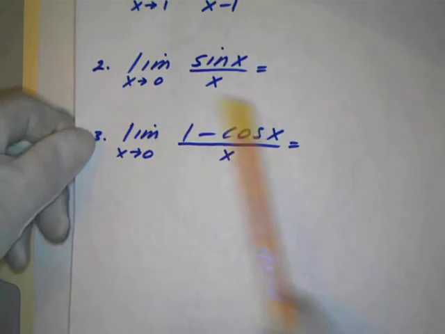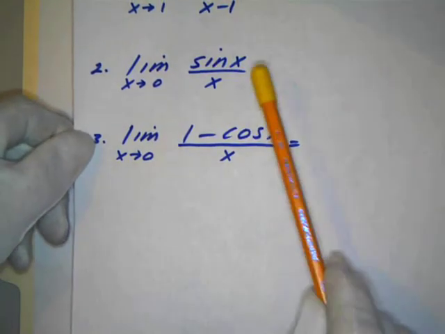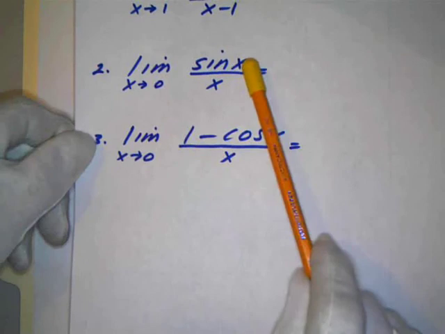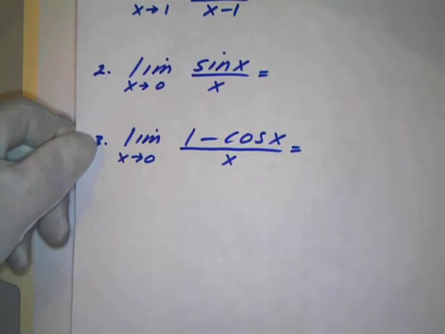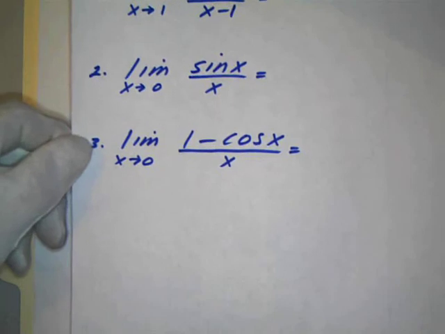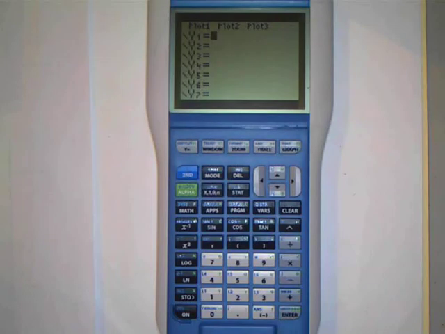So the limit as x approaches 0 of the sine of x over x. Now again, if we substitute, the sine of 0 is 0, and so we end up with 0 over 0, and that's an indeterminate form. So we don't really have an idea what's going on. So let's take a look at this using a graph of it.